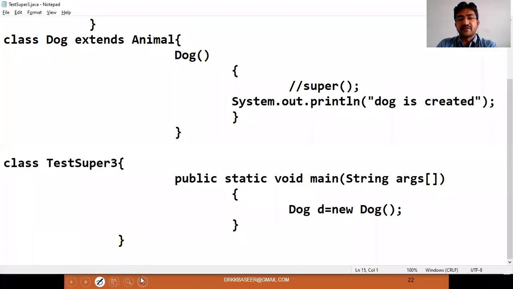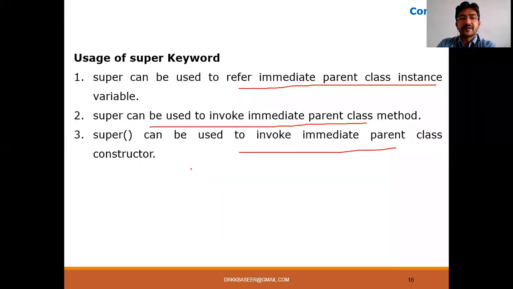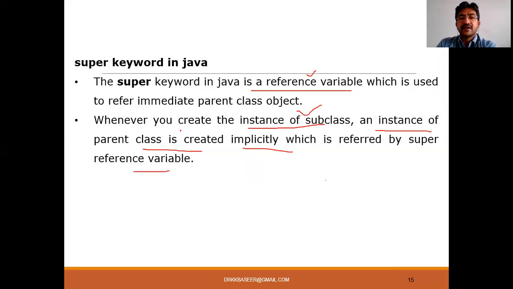How? Let me come to here. See, I have told you one point here. When you remember this point, whenever you create an instance of a subclass, an instance of the parent class is created implicitly. Creating an instance means what? With the help of a constructor only, it will create it. So which is referred by the super reference variable. If you refer to the super reference variable, it will call that one. If you do not call the super at all, automatically it will be called.